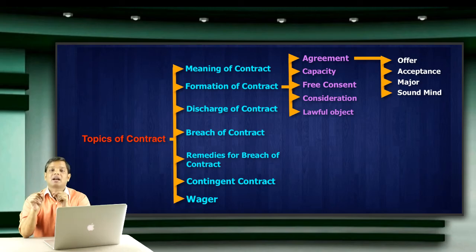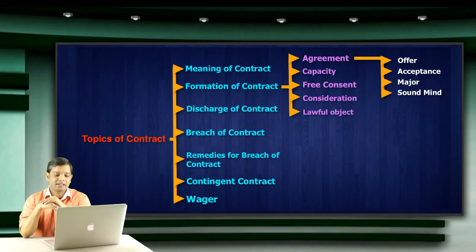If you are a minor, meaning below the age of 18, then you cannot be involved in a valid contract. So you have to be major and of sane mind. Okay, the last one is sound mind. So if you are even major but of insane mind, then you cannot. So likewise, there are 4 features of agreement: offer, acceptance, major and sound mind.